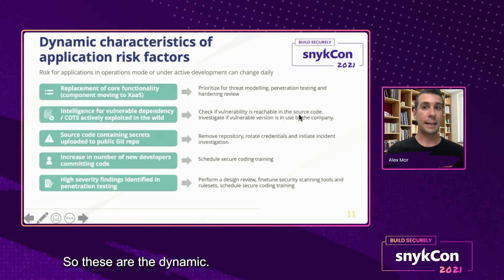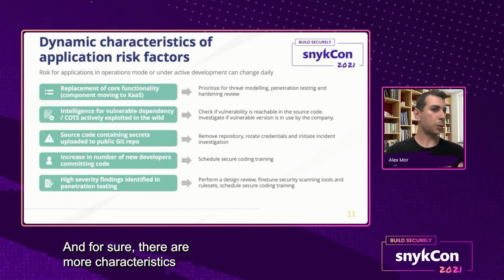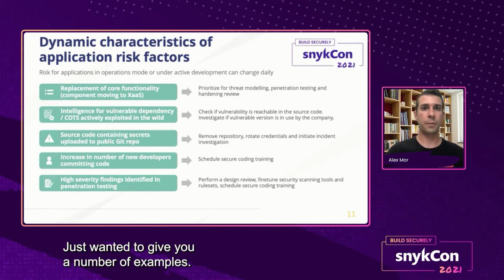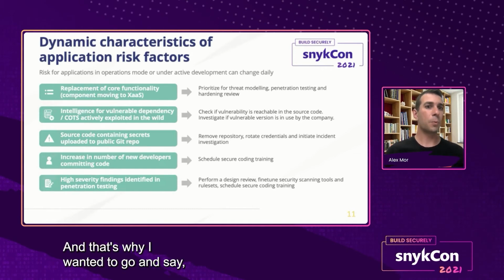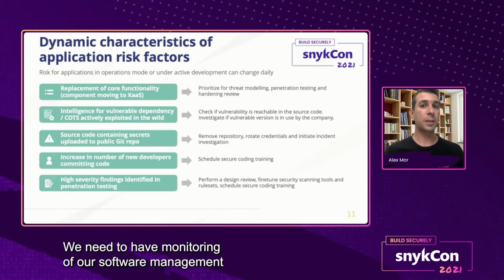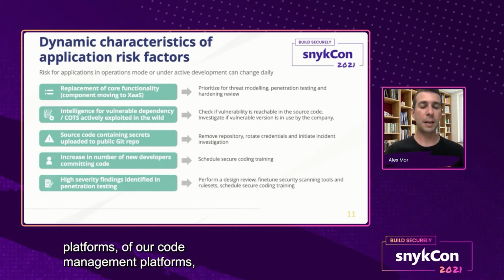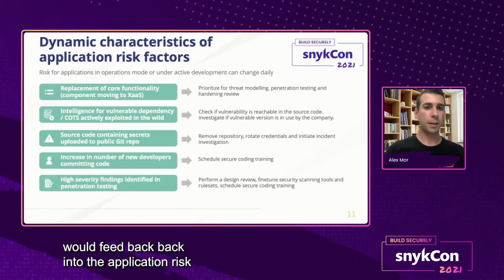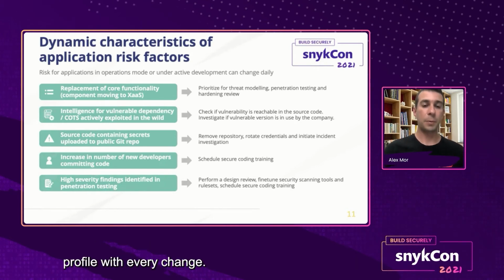So these are the dynamic characteristics, and for sure there are more that affect the application. I just wanted to give you a number of examples, and that's why I wanted to say we need to have monitoring of our code. We need to have monitoring of our software management platforms, of our code management platforms, of our cloud, in order to be able to detect those changes that would feed back into the application risk profile with every change, right?